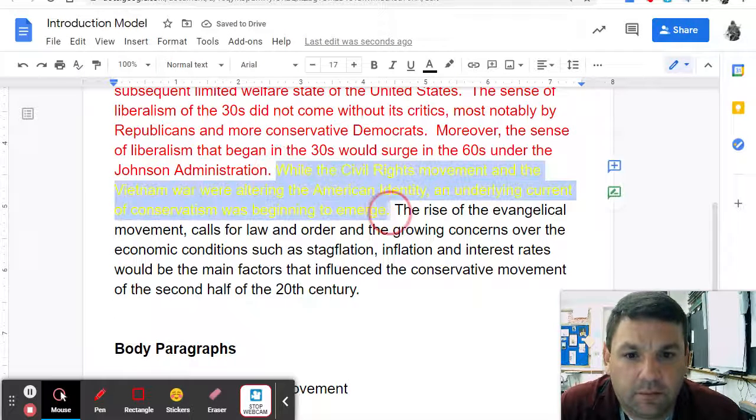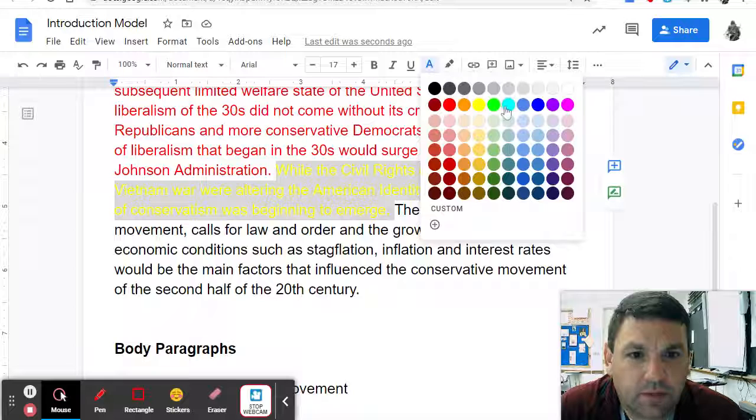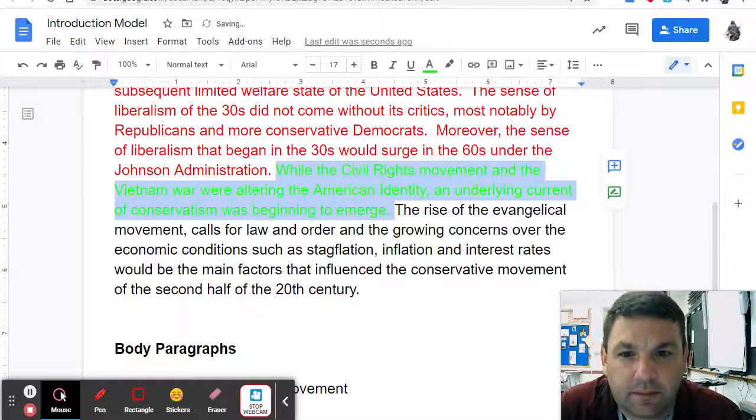Maybe I won't go yellow there. All right, let's go with a little bit more subtle color. Let's go with a green for spring. How about that? There we go.